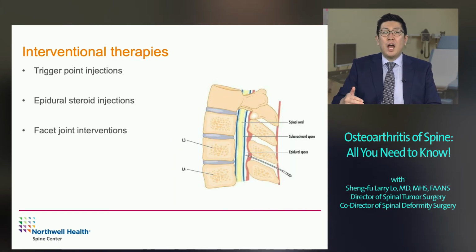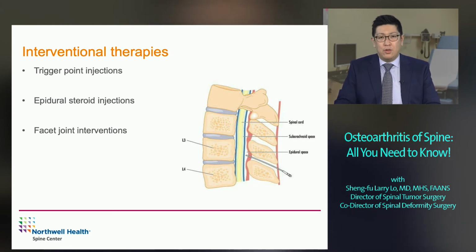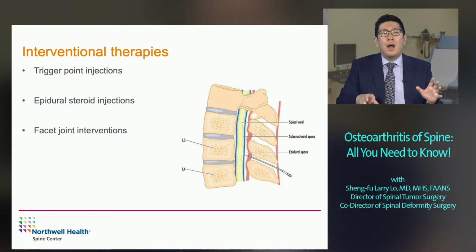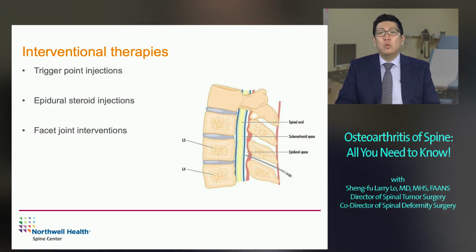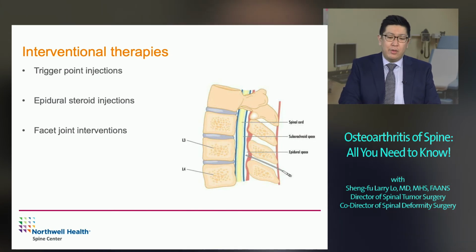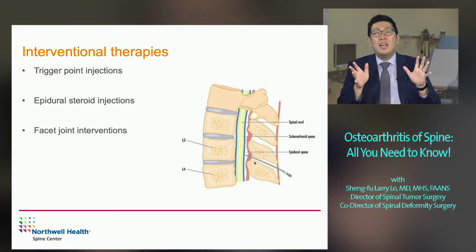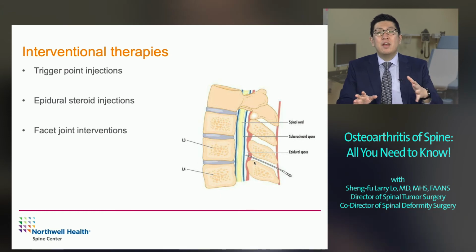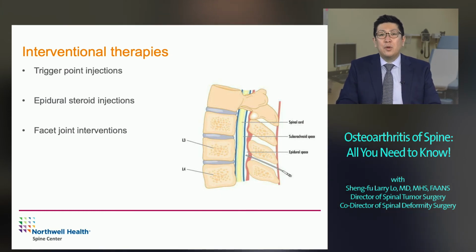Then, moving on to the next tier, there are also non-surgical interventional therapies that we can use. We can use trigger point injections, where a local anesthetic is applied to a specific spot in the back or the neck that hurts. We can also do epidural steroid injections, where, if you take a look at this diagram, a needle is introduced into the outer lining of the spinal cord and the nerves, and we inject an anesthetic or anti-inflammatory to help with some of the back pain or leg pain symptoms.